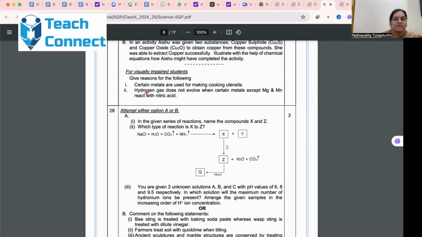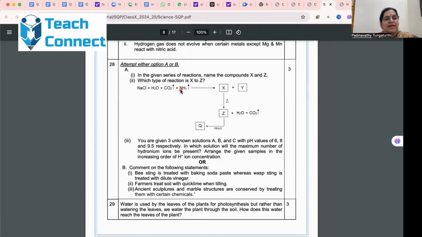Here we have a question for visually impaired students; children with special needs are very, very important. Certain metals are used for making cooking utensils. Definitely the student will try and understand. This is a broader option of whatever cooking utensils can be made, from cast iron to aluminium. Hydrogen gas does not evolve with these metals. They are asking for the reactivity series over here.